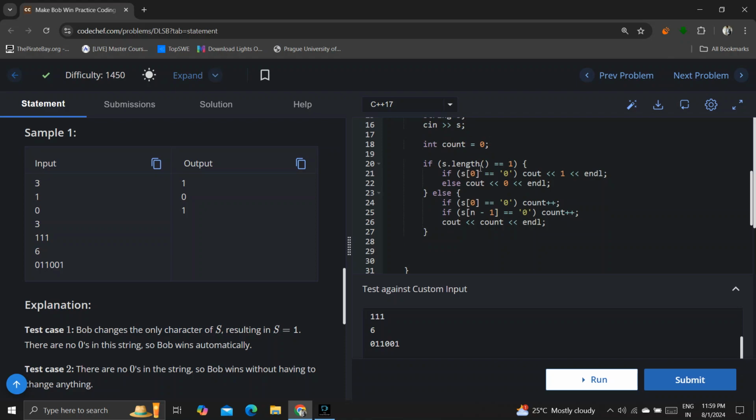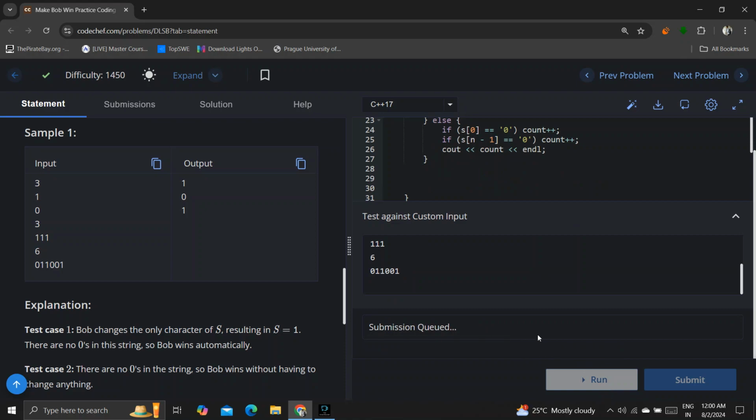Else, if the string length is greater than 1, then we have to check. What do we have to check? The 0 and n minus 1 index. If both are zeros, then we have to increase the count to 2. We have to flip both of them. If this particular one is 1, then we have to do nothing, right? If only this particular one is 0, then we will increase the count. If this is 1, then we would do nothing. So basically, if two zeros are at the ends, then the count would be 2. If 1 is at one end and 0 is at the other end, then the count would be 1 only. And if both are ones, then we would do nothing, right?